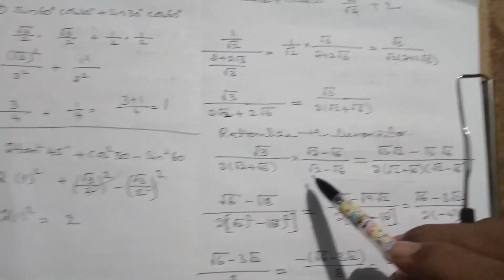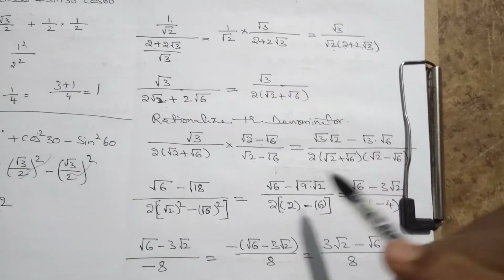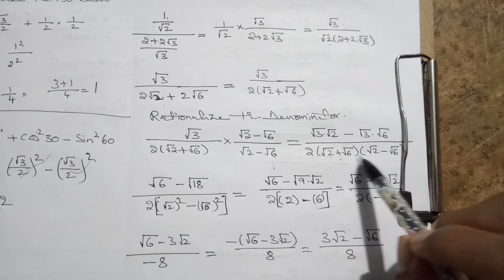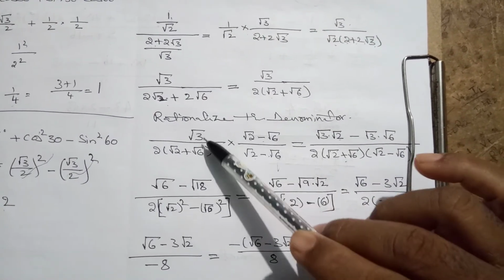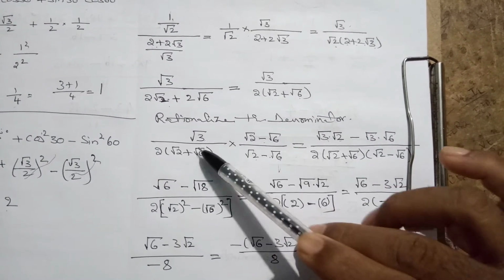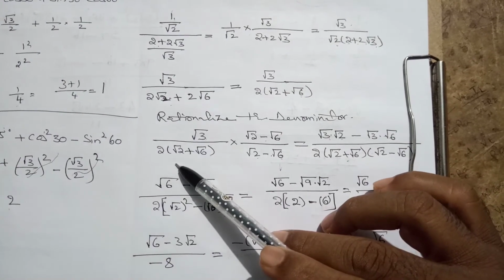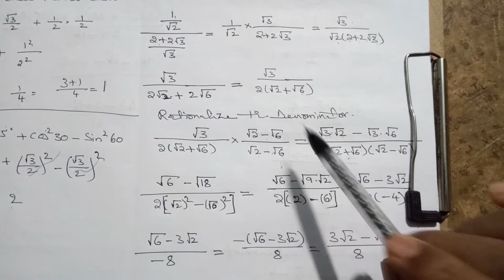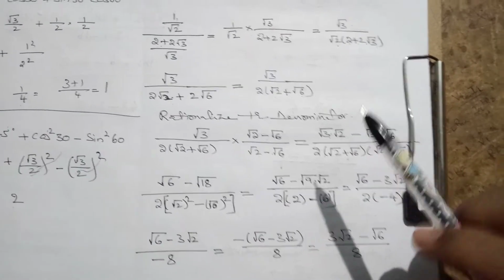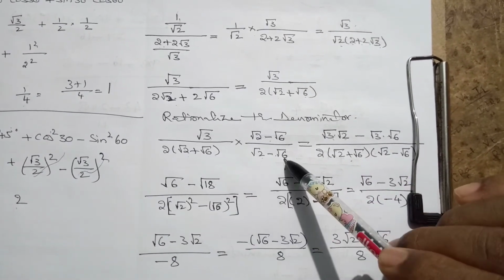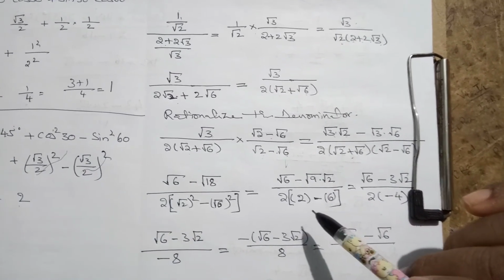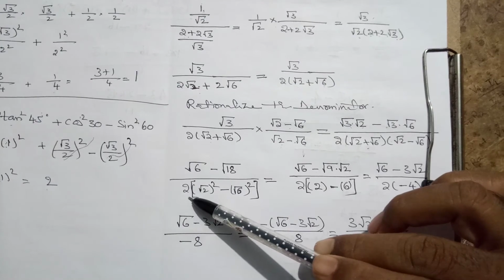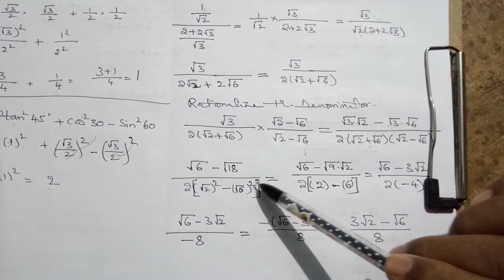Numerator to numerator, denominator to denominator. Just write it down like this and multiply. So this root 3 into root 2, root 3 into root 6, and here 2 is there, and here a plus b form and a minus b form. Why do we have to take the opposite sign? Because to get into the algebraic form, a plus b and a minus b is equal to a square minus b square. Whenever we get a square, the root will cancel. So root 6 minus root 18 by 2 root 2 whole square minus root 6 whole square.